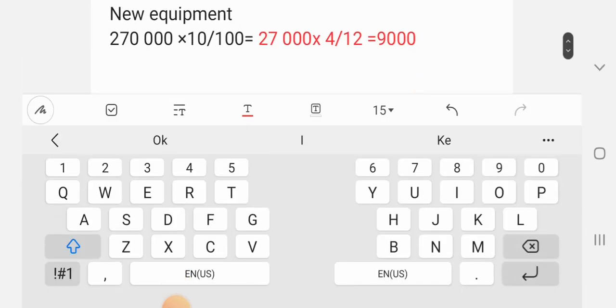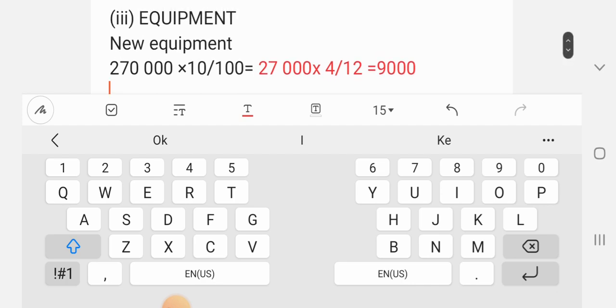So we need to calculate depreciation for the whole month. You have to add a whole month. So remember that, guys. So if the vehicle was bought at the beginning of a month, we include that month when we calculate the months. Now that will be the depreciation for the new vehicle.